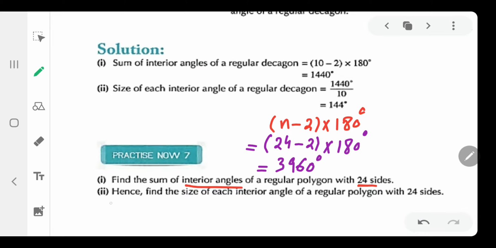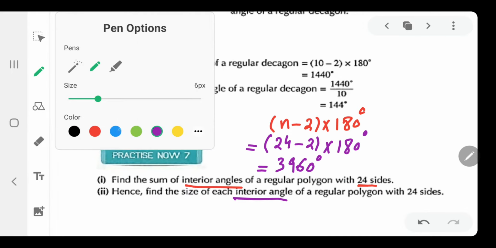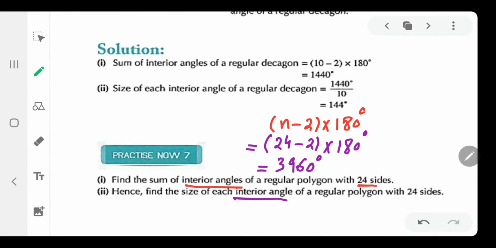Now in the second part, we are more interested in finding the size of each interior angle. To calculate the size of each interior angle, we have to divide the sum by the number of sides. We have to divide the sum of these angles by the number of sides. So what is the total sum of interior angles? It is 3960.